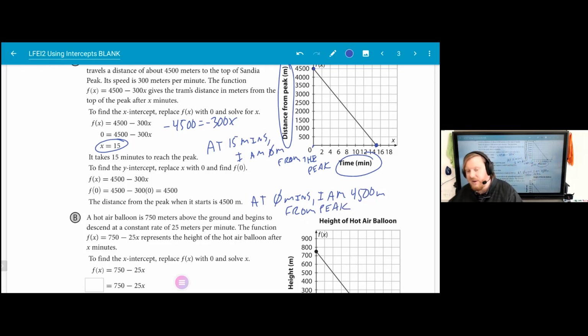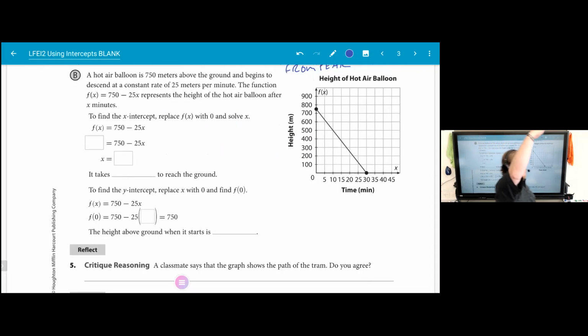Okay, let's do another one that's not already done for us. We've got a hot air balloon up in the air. Hopefully it's supposed to be. It starts at 750 meters above the ground. At time 0, at 0 minutes, it's 750 meters above the ground.